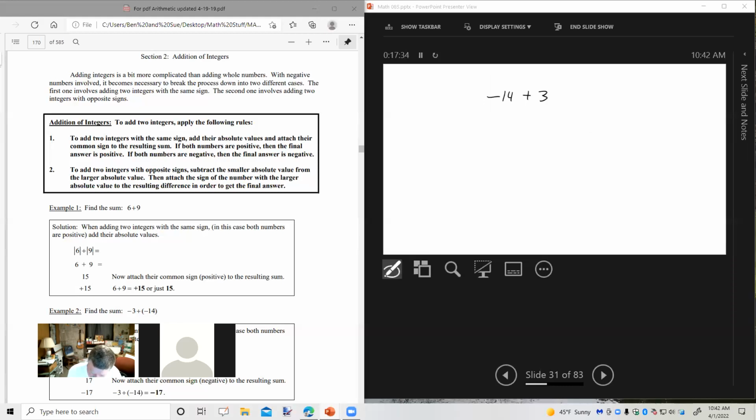-14 plus 3. So we've got the absolute value of -14 is 14. The absolute value of 3 is 3. 14 minus 3 is 11. But which one was more powerful? The negative. So the final answer is -11. All right. Any questions about that? Let's look at some examples.